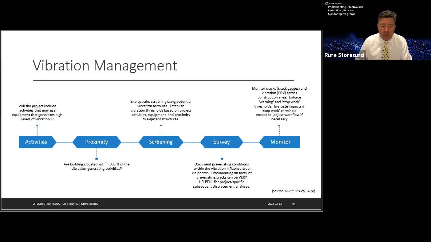Knowing the suite of potential vibration sources and proximities to adjacent structures, we can use our screening formulas to estimate the potential range of maximum PPV values and events outside of our construction limits. A pre-construction survey would be performed to document pre-existing conditions and installing crack monitors where possible. And finally, we then go ahead and deploy the vibration monitoring program.